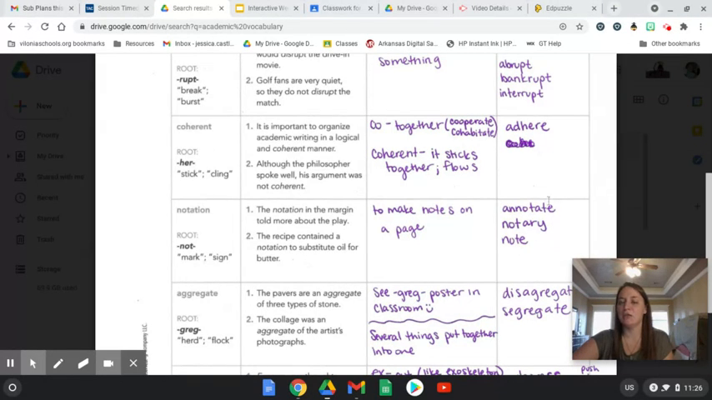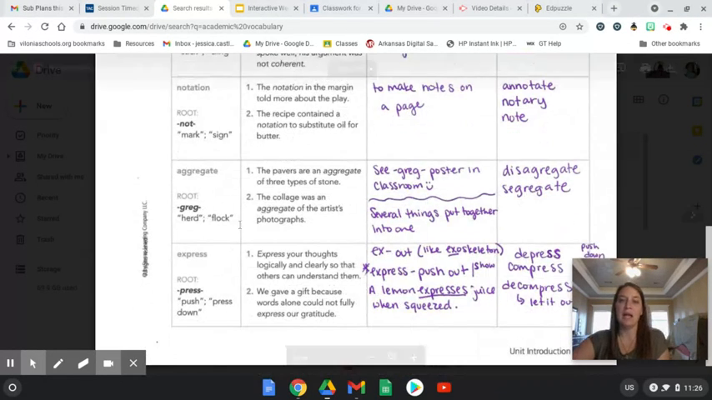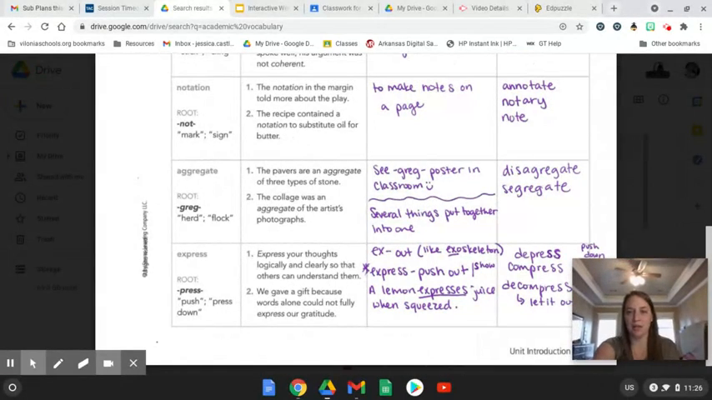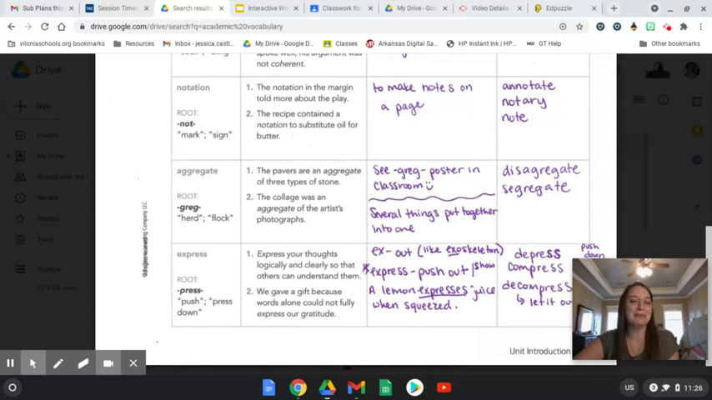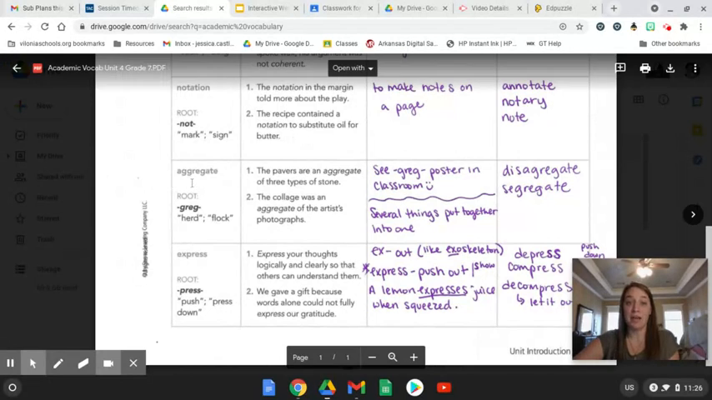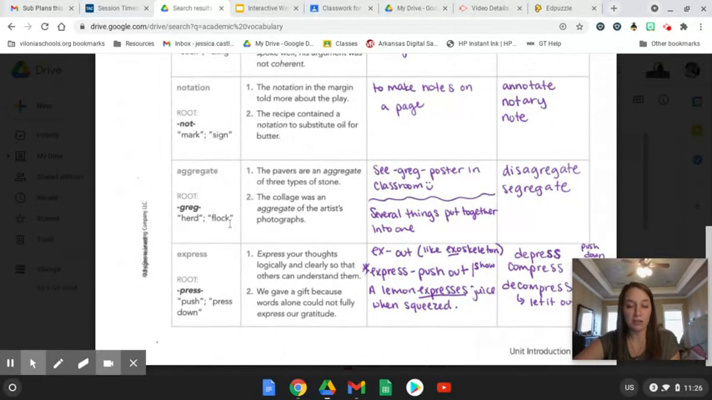And then here are some other related words. Aggregate. I just realized I put to see the poster in the classroom, but that poster is in my 9th grade classroom. I was confused on which thing I was doing. So aggregate means to herd or to flock. So I think of a group of things together. It says the pavers are an aggregate of 3 types of stone. So that makes sense. Like I'm taking 3 different things and putting them together to form something.